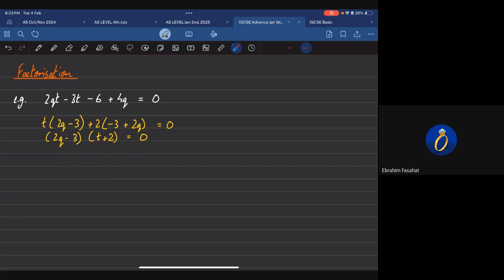How are you going to filter this out? You're simply going to utilize the two possibilities. So I'm going to say that both of them could happen. You could have 2q minus 3 is equal to 0, and you could have t plus 2 is equal to 0. And then simply you can solve them separately. So you could have 2q is equal to 3, q is equal to 3 over 2, and t is equal to -2 on this side.